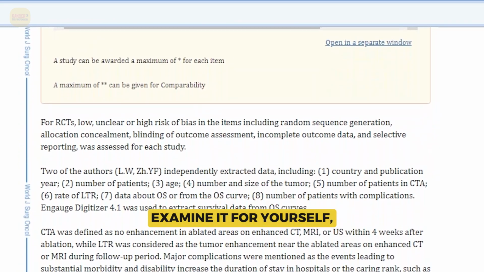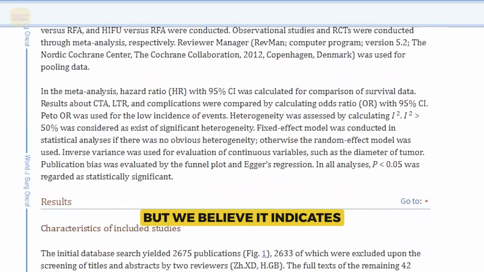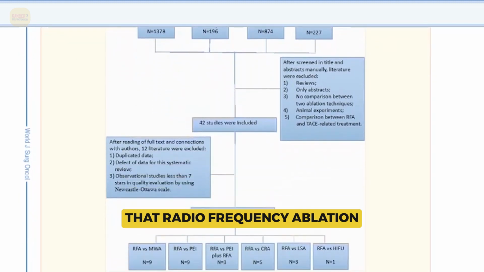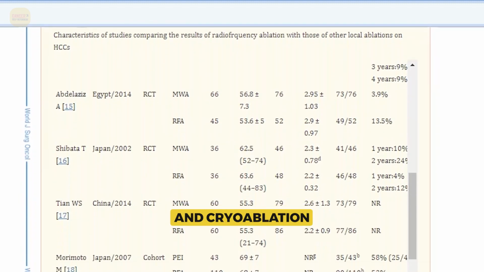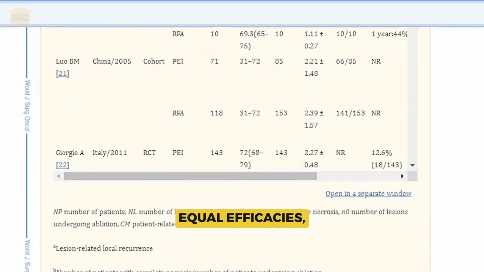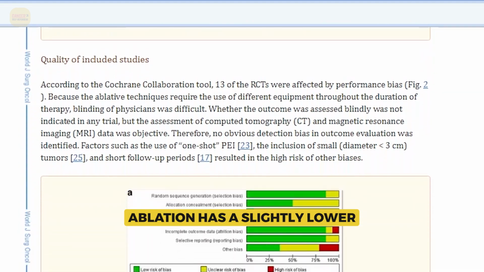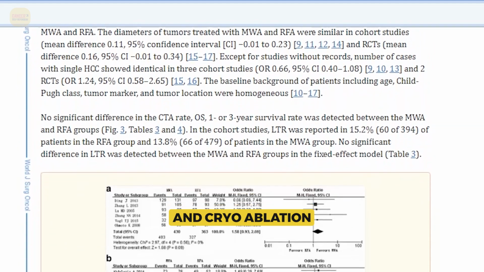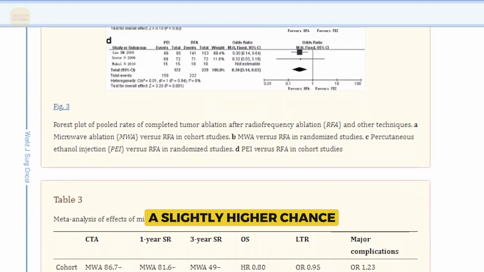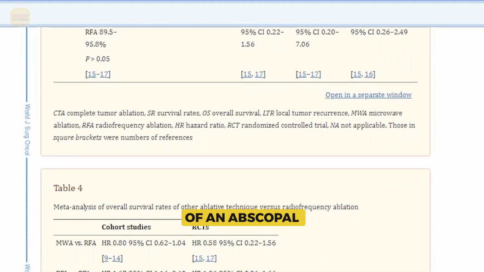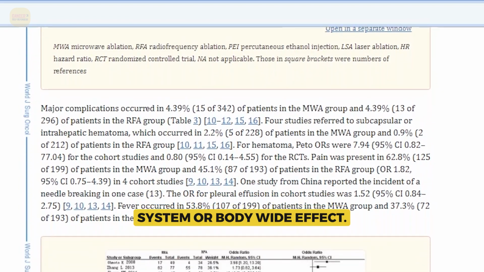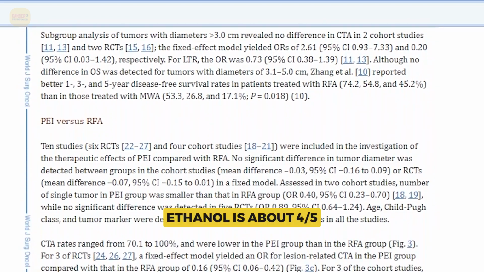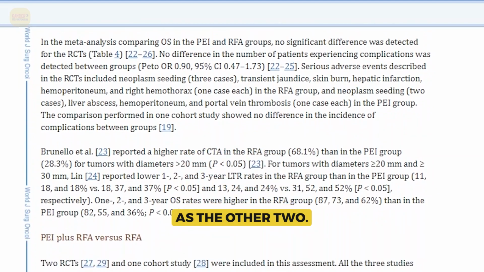You are welcome to examine it for yourself, but we believe it indicates that radiofrequency ablation and cryoablation have roughly equal efficacies, while radiofrequency ablation has a slightly lower chance of side effects and cryoablation has what appears to be a slightly higher chance of an abscopal, system or body-wide effect. Ethanol is about 4/5 as effective as the other two.